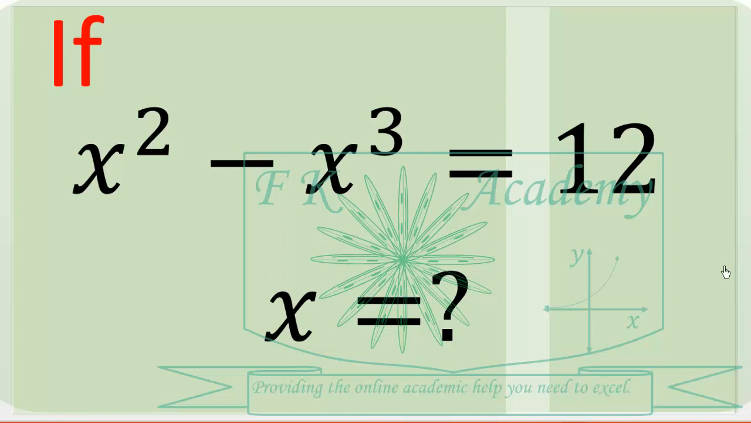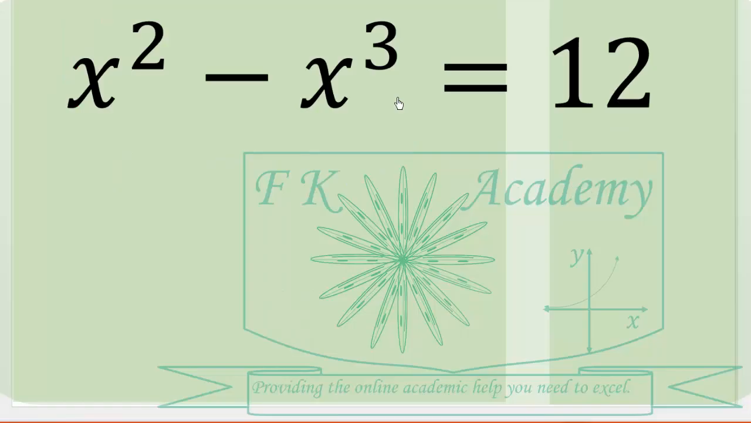We have the Harvard entrance exam question. If x squared minus x cubed equals 12, what is the value of x? Because this is a cubic equation, we have to get 3 roots. We can have 1 real root, and the other 2 roots will be complex, or we'll get all 3 real roots. So we can use prime factorization to search for the real roots.